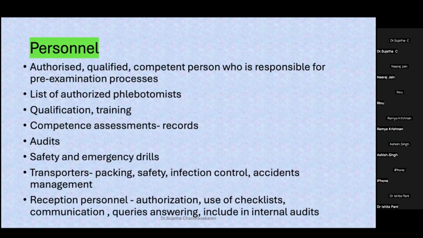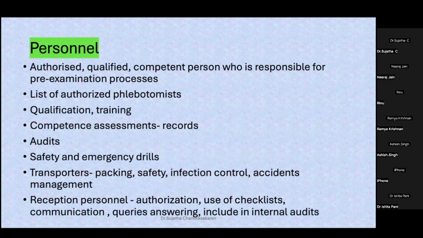Reception personnel who receive the sample: authorization for them, who can receive samples, use of checklists to receive the sample, and their ability to communicate. If something is not okay, they need to communicate with the sending sample collecting facility and immediately take action without waiting for the quality manager of the lab to come and take action. These people have to be enabled with good communication and information. Then query answering, the same thing.